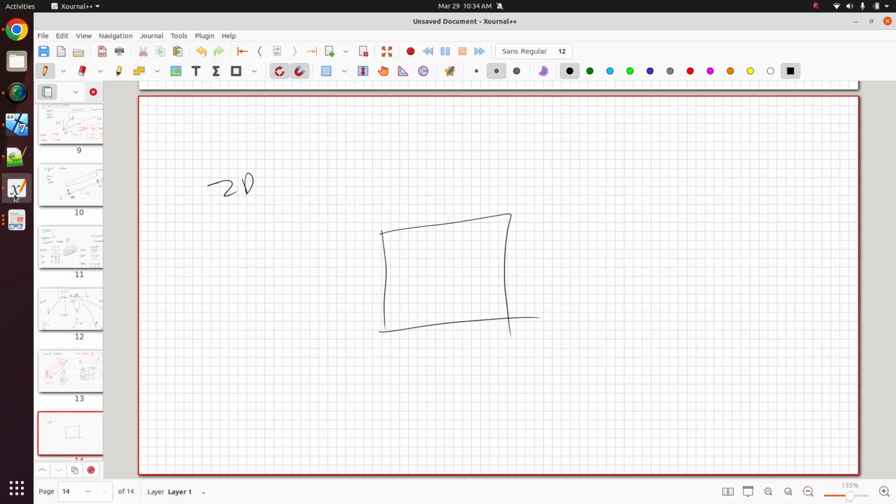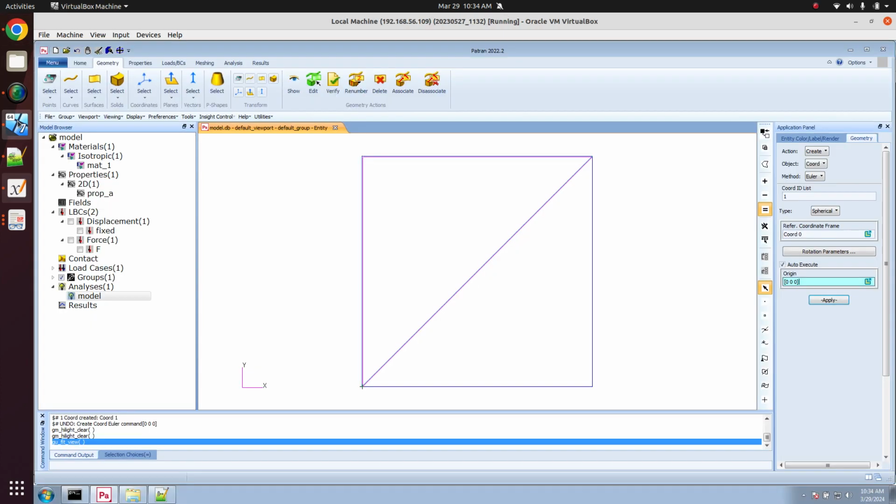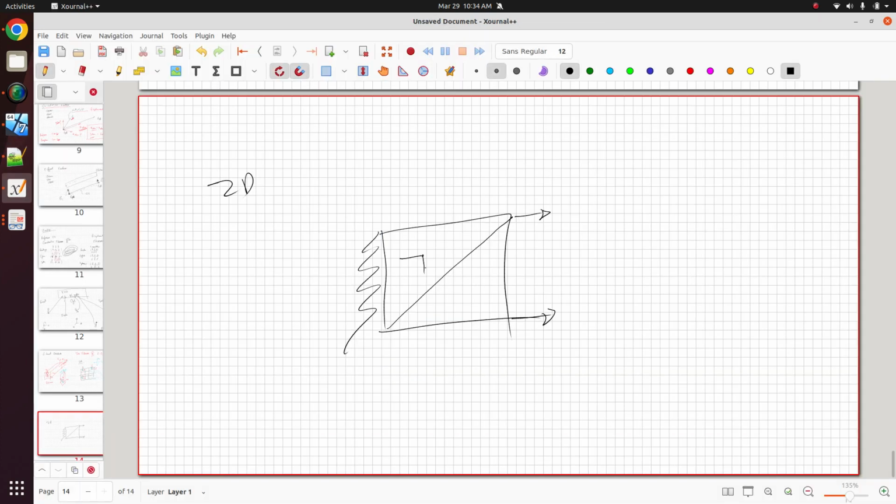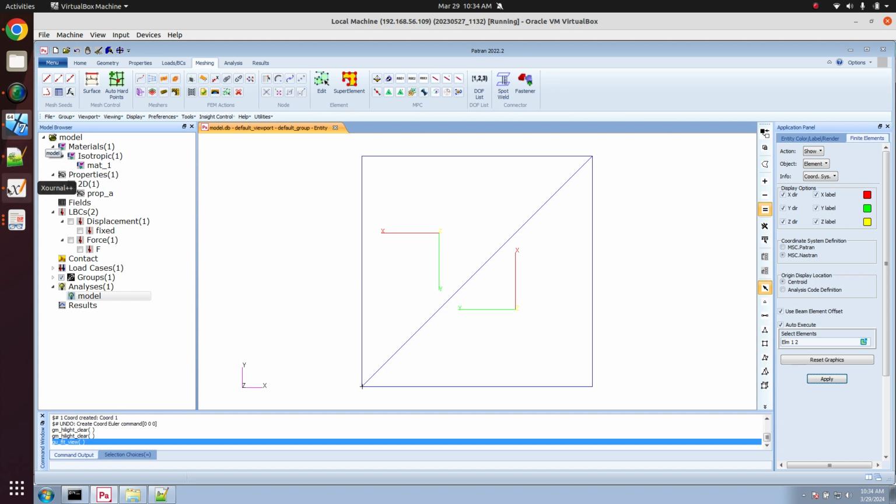Okay, let's go ahead and do this. Suppose you have two triangular elements with a force here and here. Let's go ahead and look at the coordinate systems for this. So we'll go ahead and plot those. So this is our x element and y element. And then our x and y here would be different.